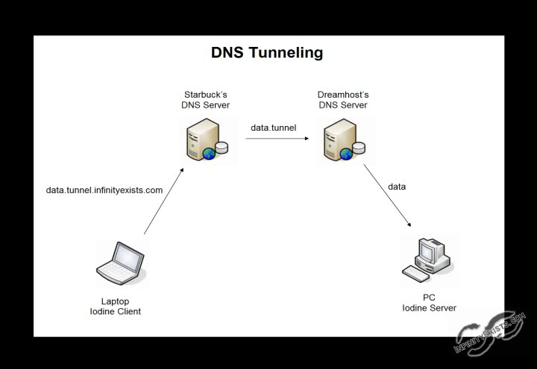This DNS server will have information about Infinisys.com. However, it will need to request information from DreamHost's DNS server about the subdomain tunnel. The DreamHost DNS server delegates the query to our PC running the Iodine server. The Iodine server will decode this internet traffic, do what it needs to do, and then send back encoded internet traffic to our laptop. And that's how DNS tunneling works.